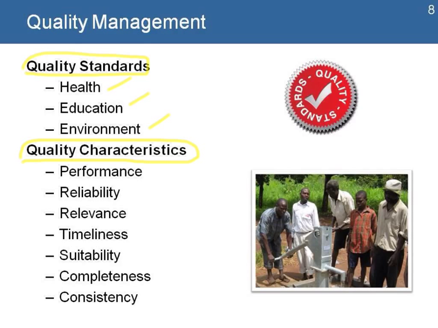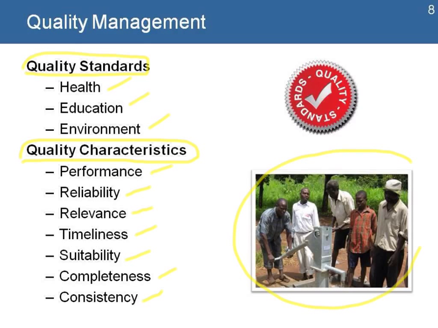These are elements that help you then measure and monitor the different activities or tasks of the project. There is the performance, reliability, relevance. Timeliness is an important one. No matter if something is very good, if it doesn't come on the time when it's needed, it's not going to be useful. Suitability to the environment, completeness, and consistency in its use.